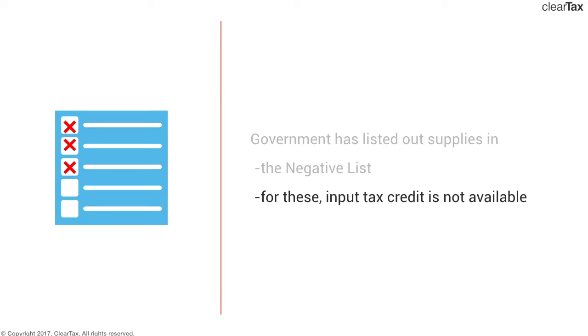Now remember, the Act does not call it the negative list. It only lays down that for such and such items, input tax credit is not available. But it is definitely in the form of a negative list. Except these, for everything else, input tax credit is available. And that's why we are using the word negative list.